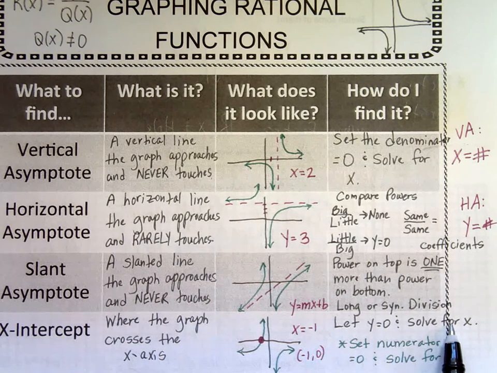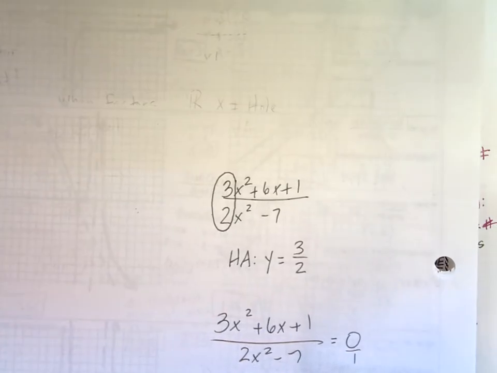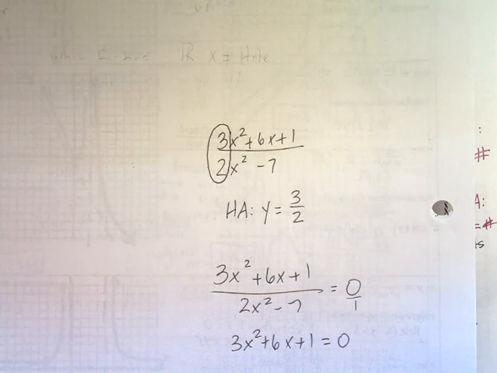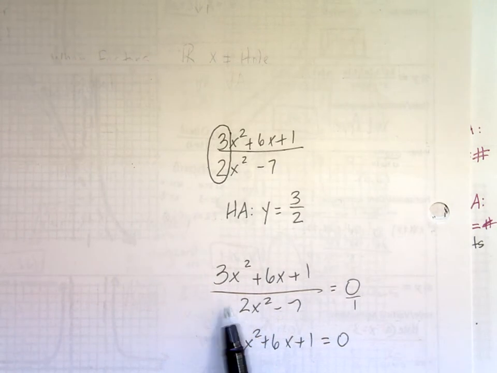But there's a special case because of these rational functions that works. And this is only for rational functions that you can take a shortcut. And if you remember, just set the numerator equal to 0 and solve for x. And I'll show you why, where the theory of that comes from. Let me pull over my paper again. The example that I used for the horizontal asymptote, I just used it again.